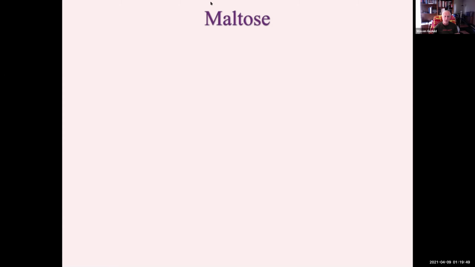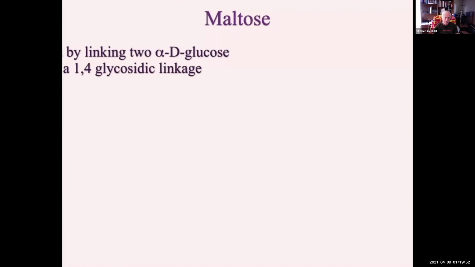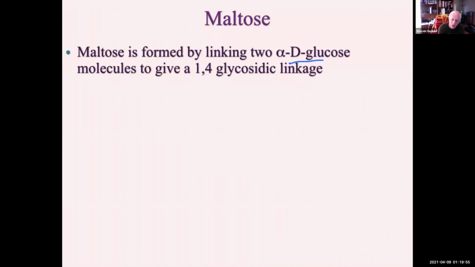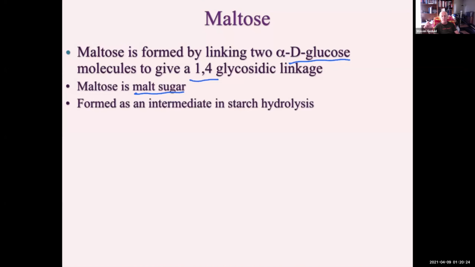So maltose. Maltose is a type of disaccharide. It's formed by linking two D-glucose molecules at a 1,4 glycosidic linkage. So the number 1 carbon, the one that turns alpha or beta, is going to link to the number 4 carbon of another glucose molecule, the exact opposite side. Remember, 1 going down was a 2, then 3, then 4 going up, then 5, then your oxygen. Maltose is malt sugar. It's formed as an intermediate in starch hydrolysis. Starch is a way to store glucose in the body.